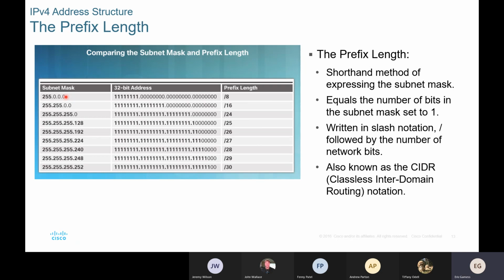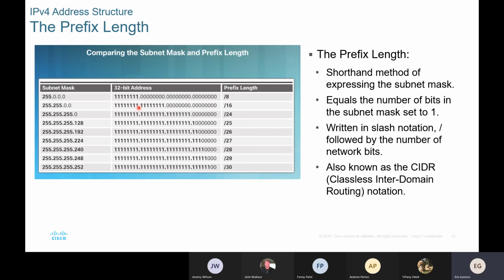Now there is another notation that is called the forward slash notation, or the CIDR notation. In this notation, we put a forward slash and we put an integer. And this integer is the number of 1s that we have in the net mask. So here we have eight 1s, so in CIDR notation, it will be forward slash 8.